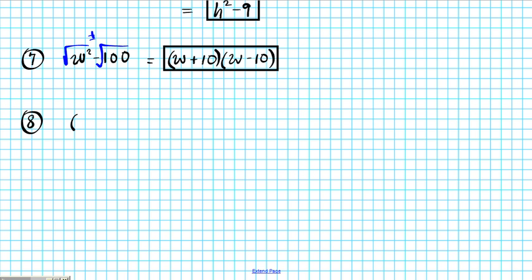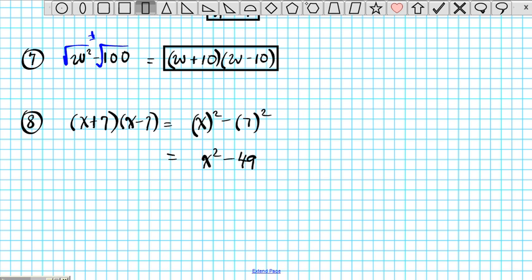What if we have x plus 7 times x minus 7? What is the expanded form of this? Since this is a factored form of the difference of squares, if we want to multiply this, it's going to be the first term square minus the second term square. Okay? If I work this out, the square of x is just x squared, and then the square of 7 is 49. And this is the expanded form of x plus 7 times x minus 7.